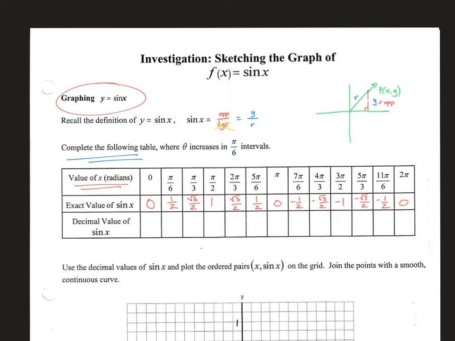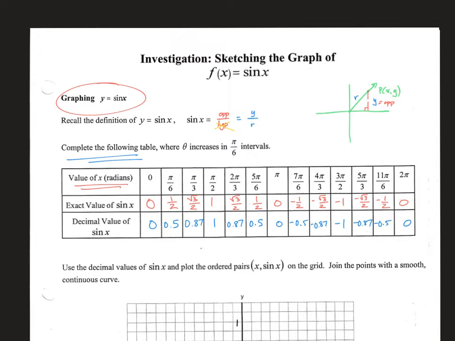Now, what we're going to end up doing is graphing these, and for the purpose of graphing, having some decimal approximations can be helpful. Filling in those decimal approximations shouldn't be an issue, since the only one of these values that you don't know a decimal for should be root 3 over 2. Pretty quickly on your calculator, you can punch in root 3 divided by 2, and we should get approximately 0.87.